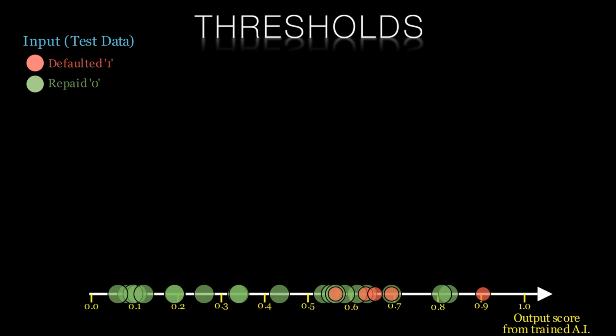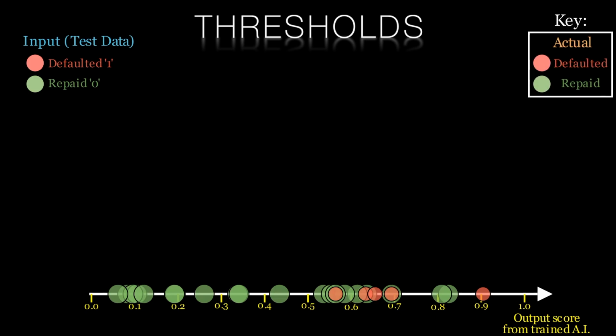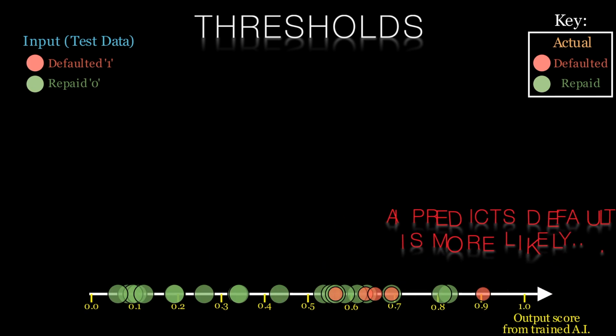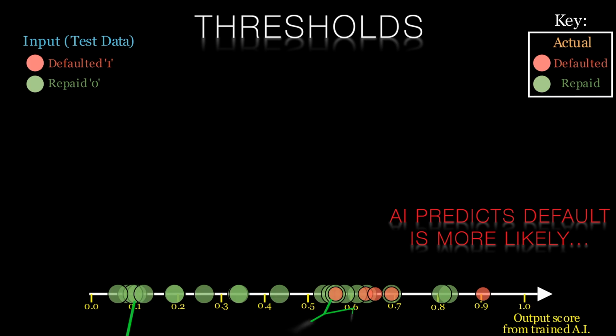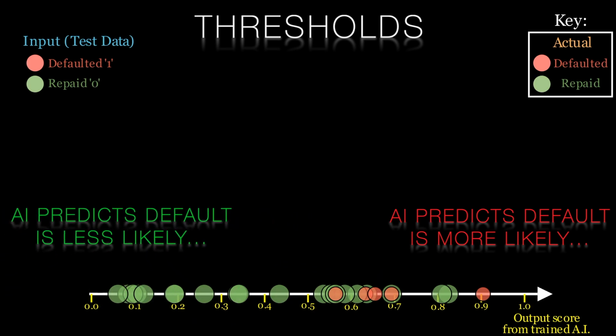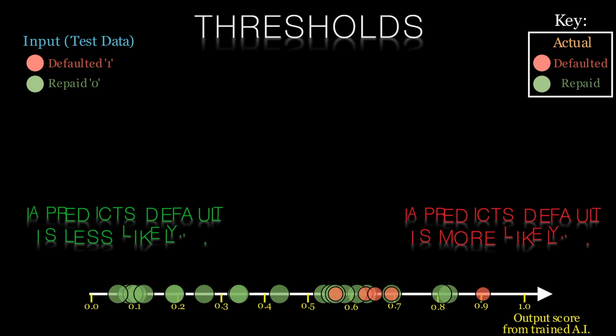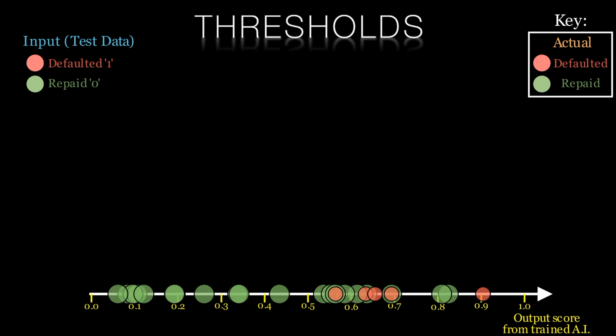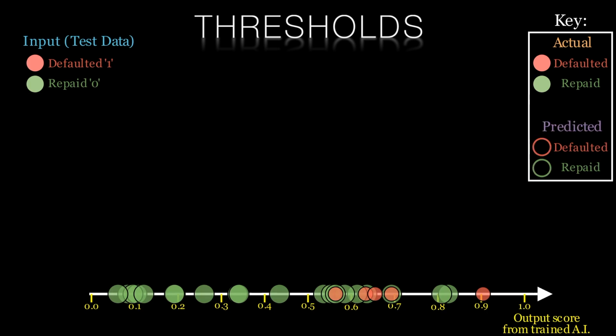Let's see why. Here we see 25 examples used to test our AI system. The borrowers that actually defaulted are shown in red, and the repayers are shown in green. The position of the coloured dot on the x-axis represents the score assigned by the AI system to this borrower. The higher the score, the more confident the AI system is that the borrower will default and that the loan should not be approved. We're interested in the AI's predictions. These can be assigned to the 4 quadrants of our confusion matrix.